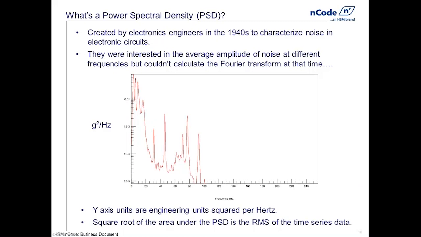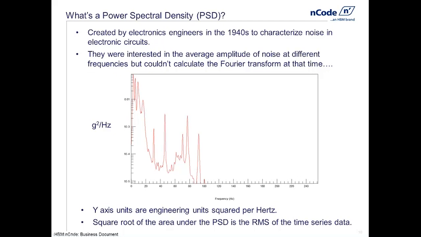So instead, they built up a little calculating engine using resistors and capacitors and whatnot to measure the power being transmitted through these electrical lines at different frequencies. As a result, their analog calculator created this thing called the power spectral density, which has these weird units of g's squared per hertz.